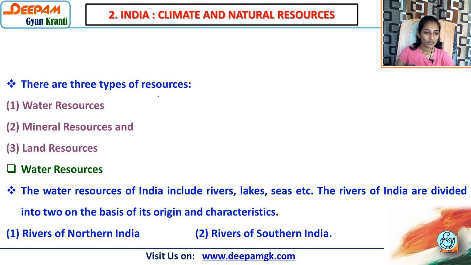So there are three types of resources. You have to remember this. It is there in the exam: write the types of resources. The first one is water resources, the second one is mineral resources, and the third one is land resources.